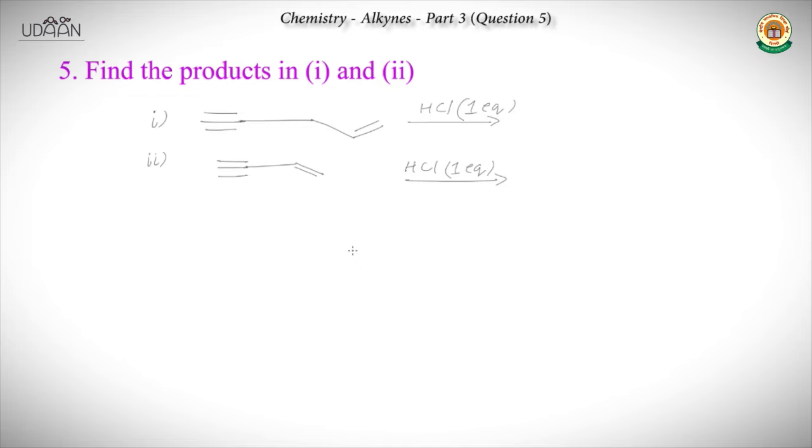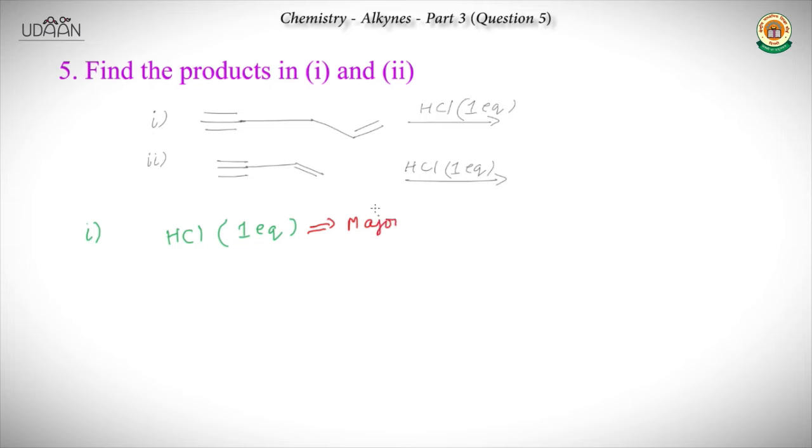Find the products for 1 and 2. Seems like a fairly straightforward question, right Gopi? Yes. Let's try attempting the first question. Now we have the reagent as HCl, and note that only one equivalent of it is given. So we're going to get only the major product.